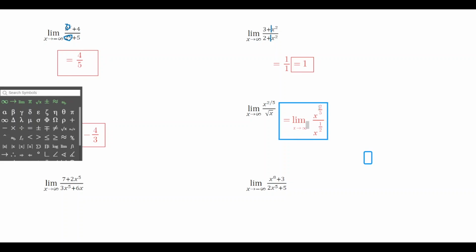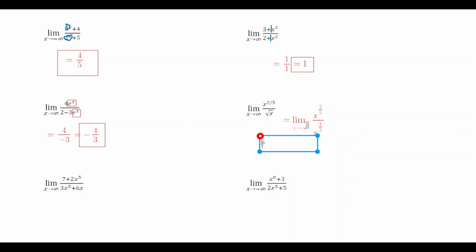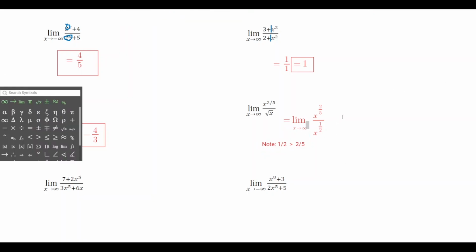So anyway, we're going to compare the degrees here, and 1/2 is bigger than 2/5. So I'm going to make a little note here that 1/2 is bigger than 2/5. 1/2 is 0.5 and 2/5 is 0.4. So obviously the 0.5 is going to be bigger. Okay, so when the degree on the bottom is bigger, then this whole thing is going to get closer and closer to 0. So the limit as x approaches infinity is going to equal 0.